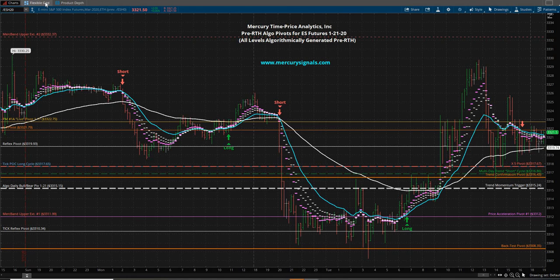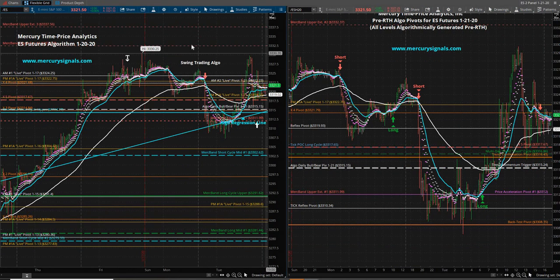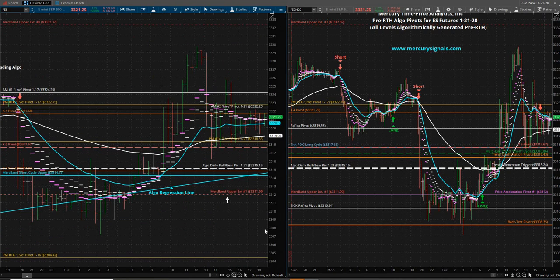And what we do on our live chart for our subscribers, we've got the ES continuous contract on one side that shows you the swing trading algo. And we have the March contract over here on the other side, which shows the day trading algo. The day trading algo has pivots that are called dynamic pivots because they have specific names. The trend confirmation pivots do what you would imagine. They confirm whether the trend is continuing or breaking.